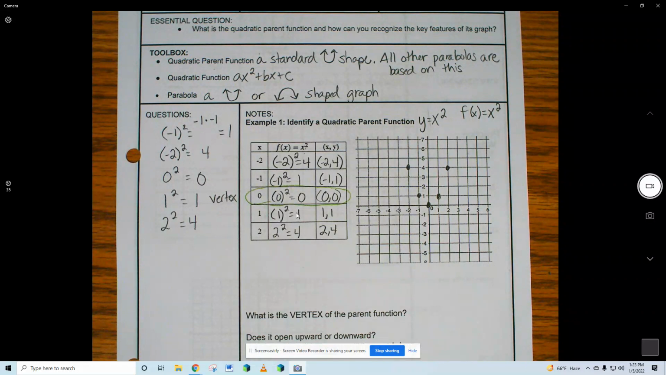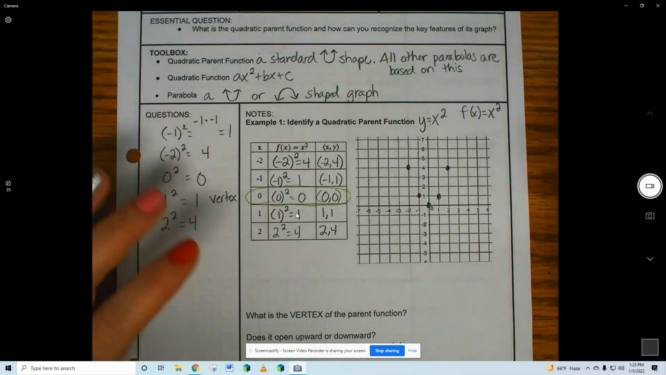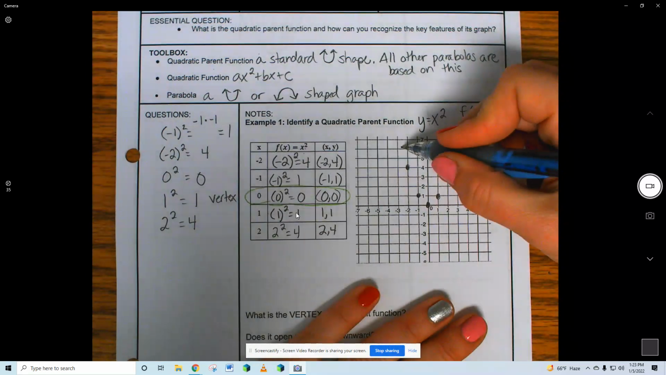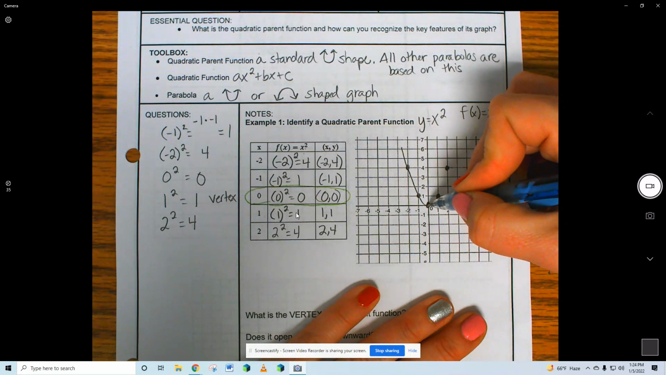So these points now are going to be connected. I want you to make a smooth line. It's not a V-shape. It's a U. And these two lines are going to go forever up in both directions with arrows at the end. So make a smooth curve connecting the points.